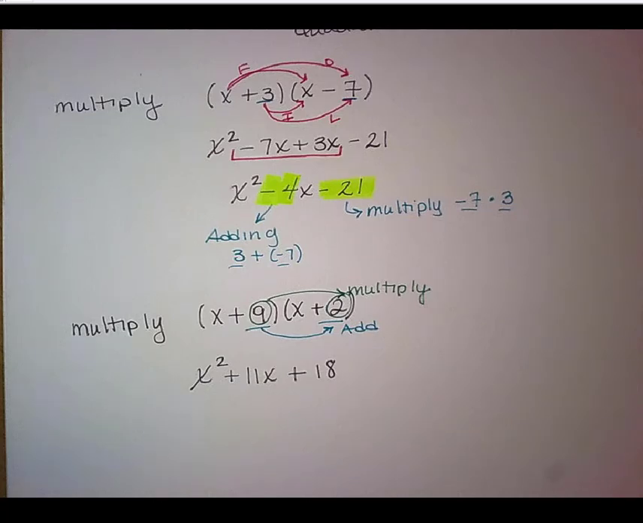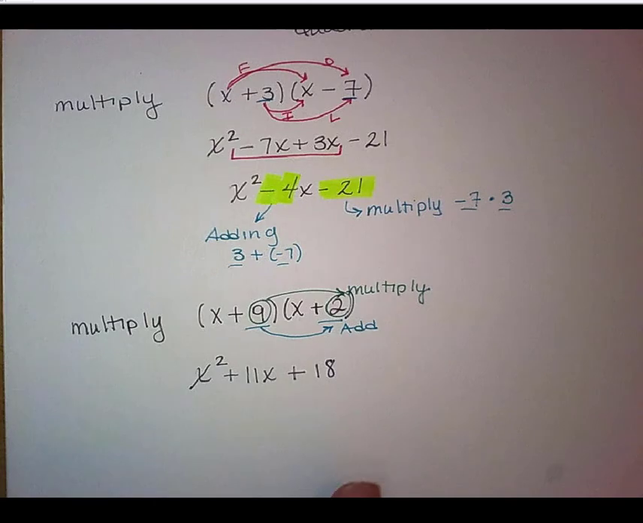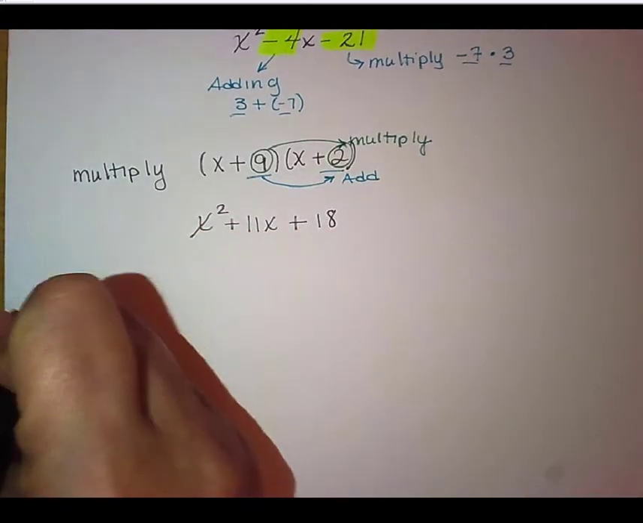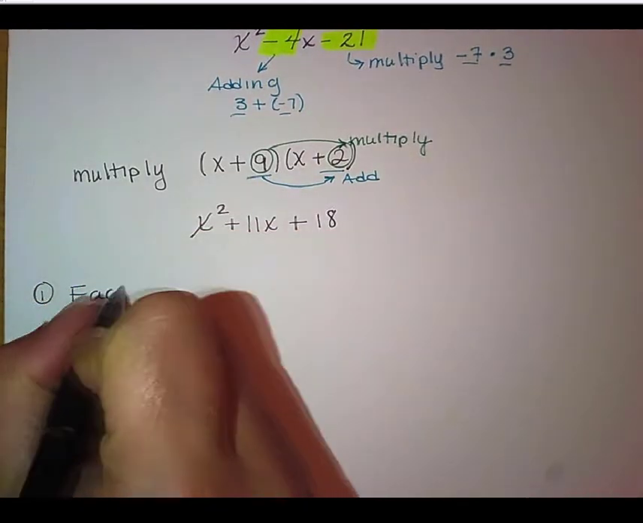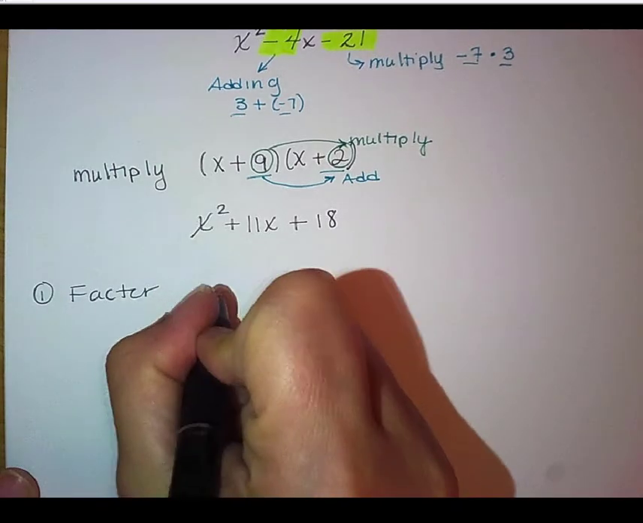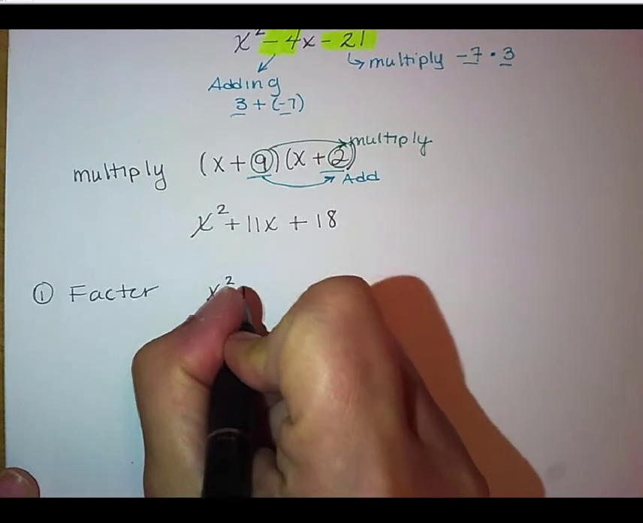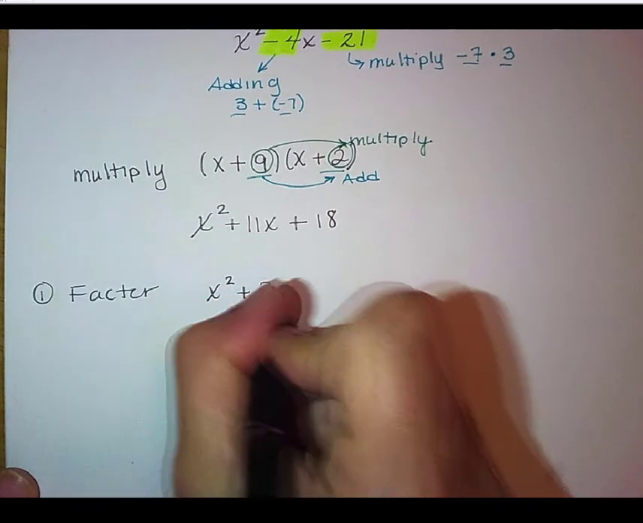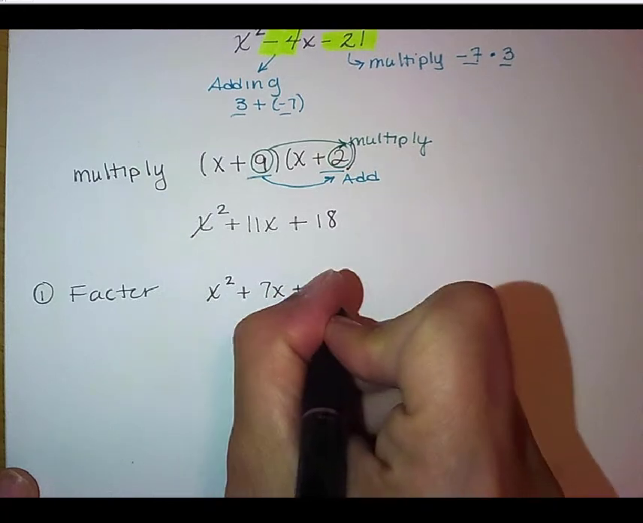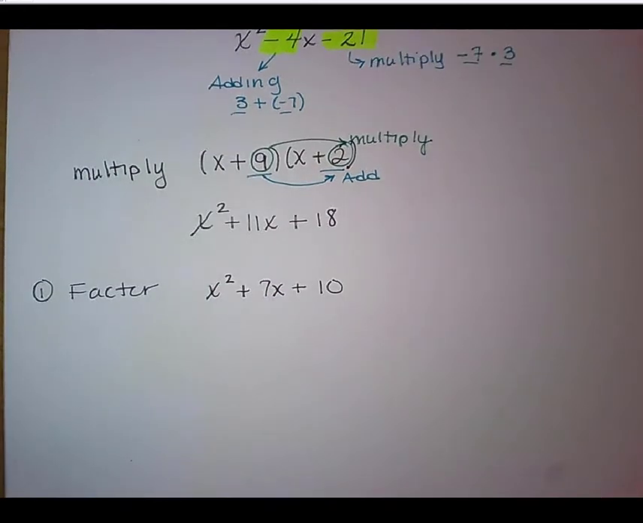How to go backwards. So let's start with an example. So let's start with our first problem here. We want to factor x squared plus 7x plus 10. Okay, and I did a nice, everything's nice and positive for us, and when things are positive, it usually tends to make things a lot easier.